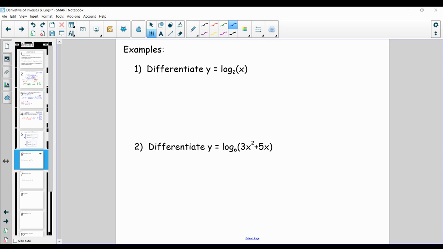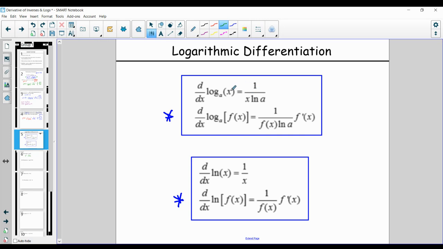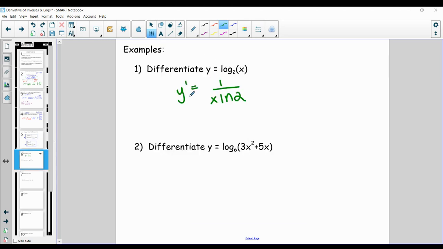So here we have, find the derivative of y equals log base 2 of x. So if we have log base 2 of x, we can say that the derivative, y prime, is going to be 1 over x ln 2. Because we don't have another function in the parentheses, we just have x, we can use that first version. So I'll go back real quick. We can use the top here because it's just x. So 1 over x ln of the base, and our base was 2. So here's our derivative.